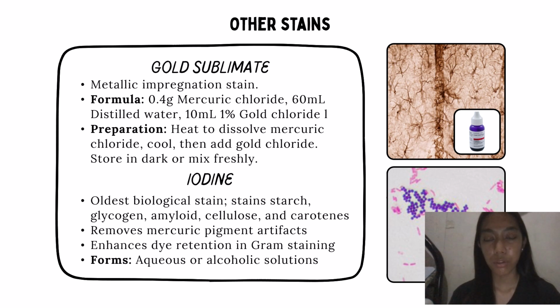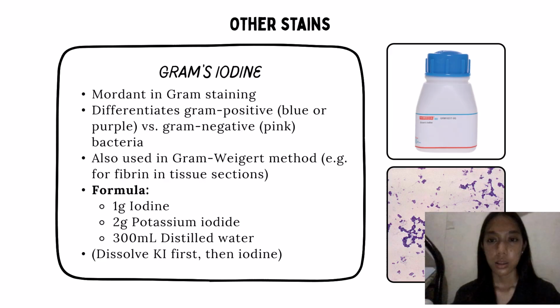And we have iodine, that is one of the oldest biological stains that is traditionally used to stain starch, glycogen, amyloid, cellulose, and carotenes. It also plays a critical role in removing mercuric pigment artifacts and in enhancing dye retention during gram staining procedures. Iodine can be prepared in both aqueous and alcoholic forms, making it versatile for various histological and microbiological applications. Under iodine, we have the Gram's iodine, which acts as a mordant in gram staining.